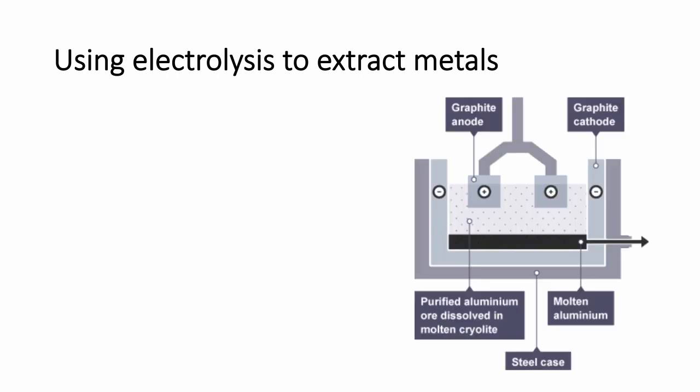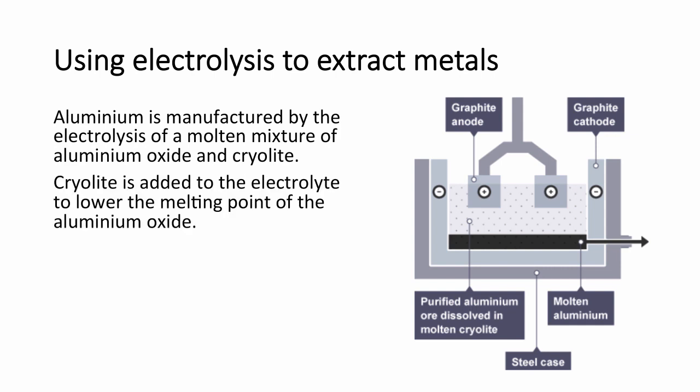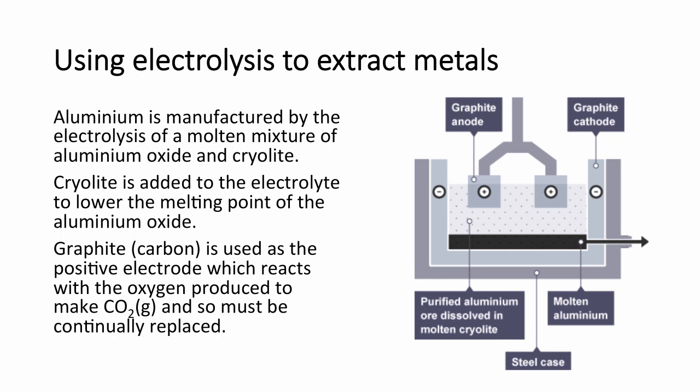Using electrolysis to extract aluminium. Aluminium is manufactured by the electrolysis of a molten mixture of aluminium oxide, its ore, and cryolite. Cryolite is added to the electrolyte to lower the melting point of the aluminium oxide and save energy, and therefore it is more cost effective and better for the environment. Graphite, an allotrope of carbon, is used at the positive electrode, which reacts with oxygen to make carbon dioxide, and so they must be continually replaced.